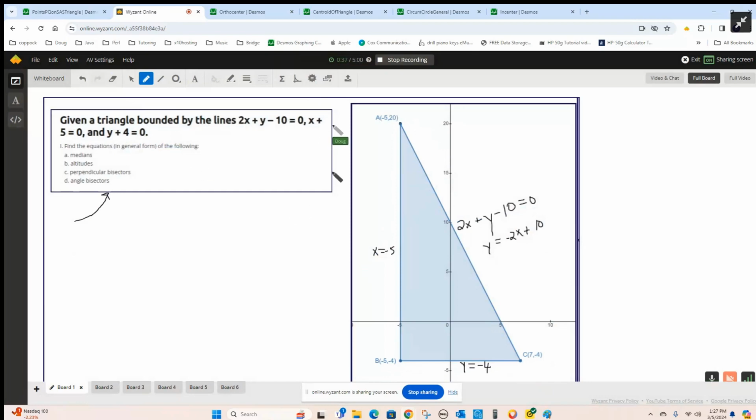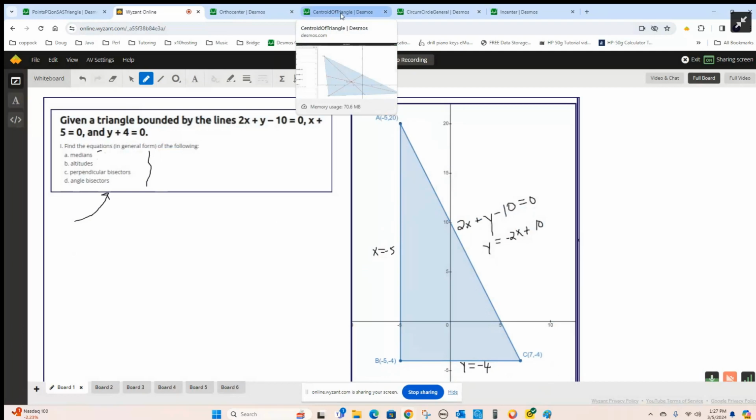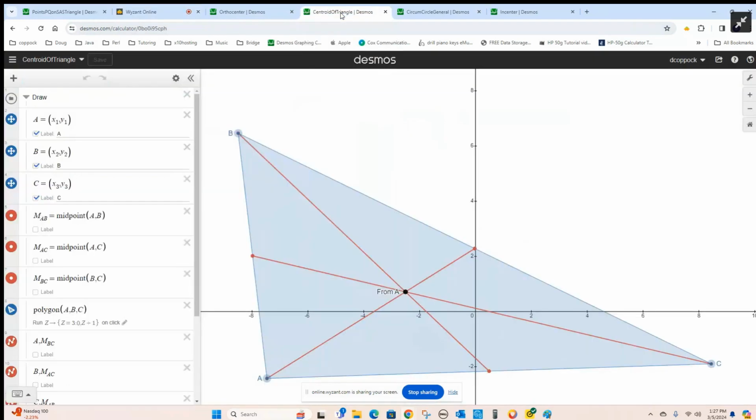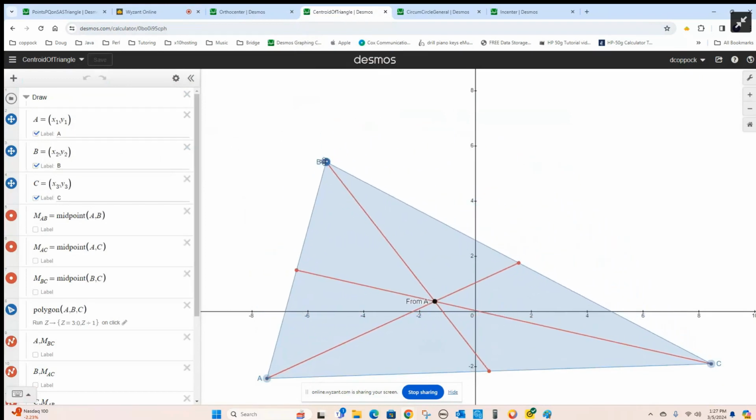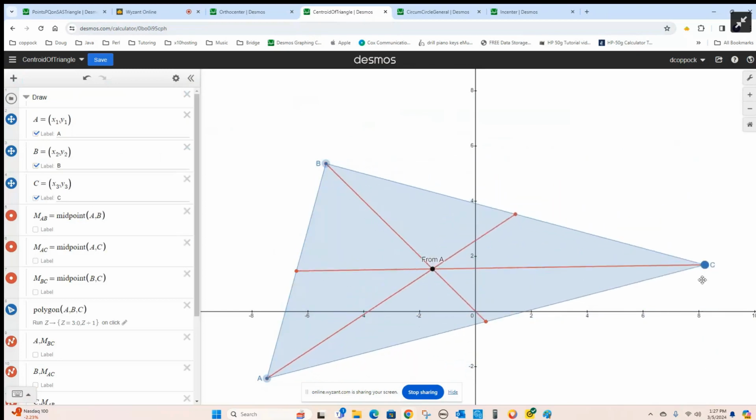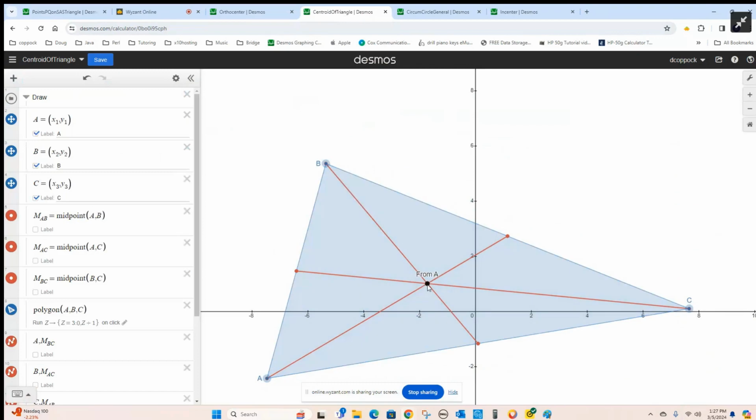This is actually a special case where we're finding these segments for a right triangle. But I thought I'd share my screen and show you the general case. So the centroid of a triangle is where the medians intersect. For any triangle ABC, if you connect each vertex with the midpoint of its opposite side, you've got a median, and all those medians intersect at a point called the centroid. It's like the balance point.